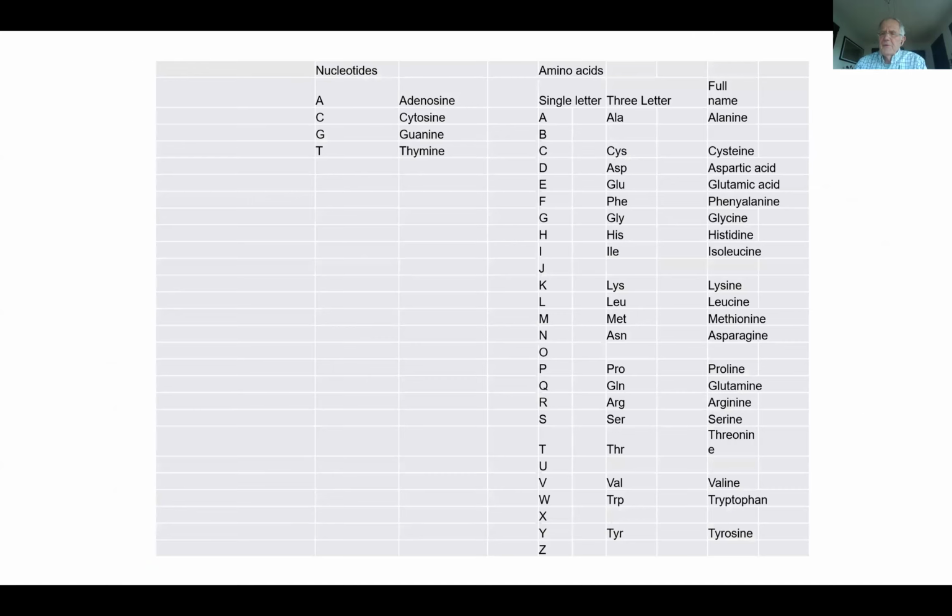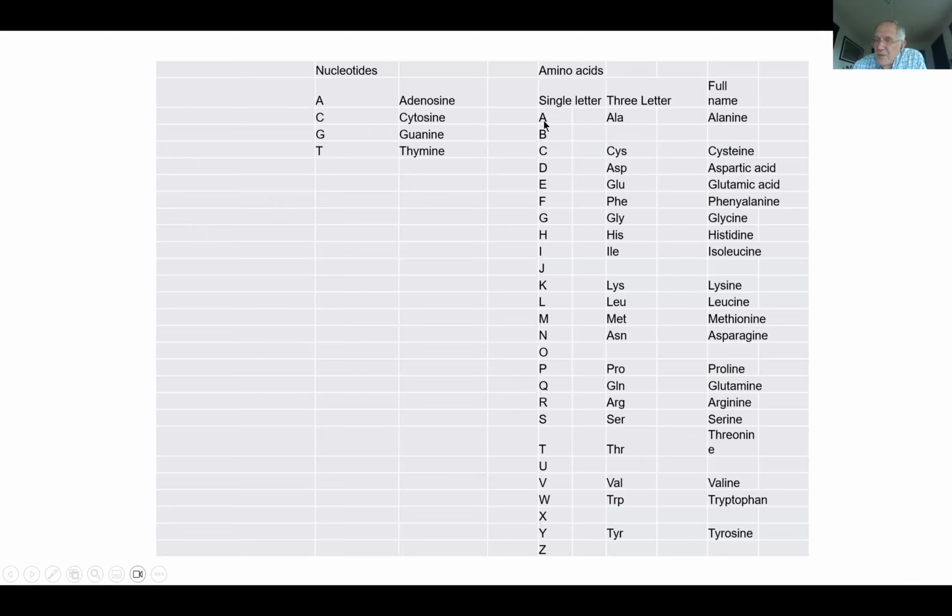It can be confusing because in some reports, the single letter code for amino acids is used, and there's an overlap. So the 4 nucleotides: A is adenosine, C is cytosine, G is guanine, and T is thymine. And these are the only building blocks of our genome, only building blocks. There are 20 amino acids, and I will show you how these are related to each other. And there is a single letter code for the amino acids.